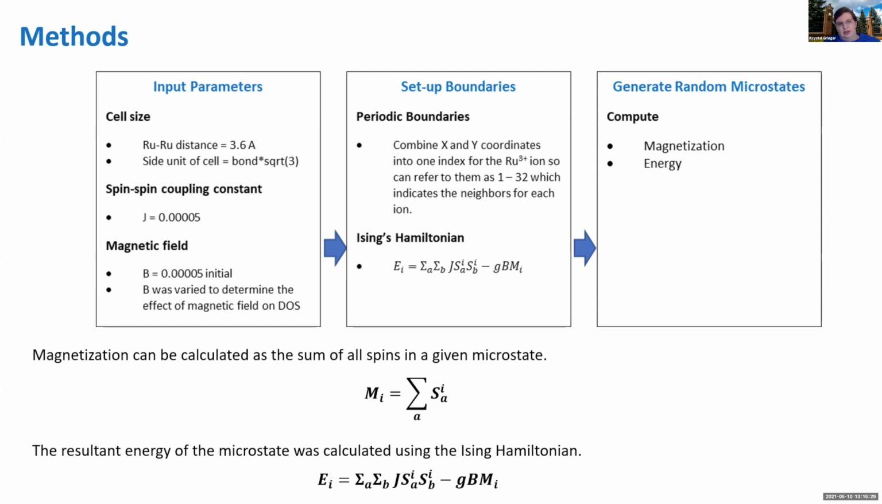And so the method that we used was we input the parameters for each, we set up the boundaries, and then we generated random microstates and calculated the resulting magnetization, which can be calculated as the sum of all the spins of a given microstate, and then the energy from the Ising Hamiltonian.